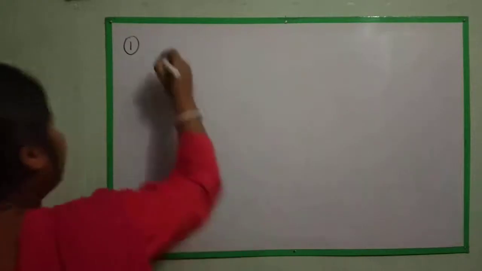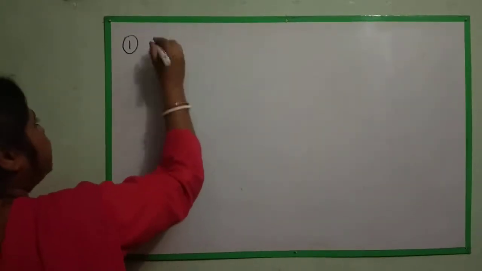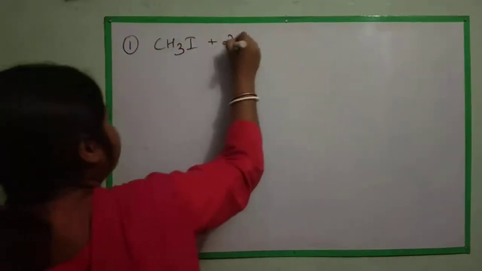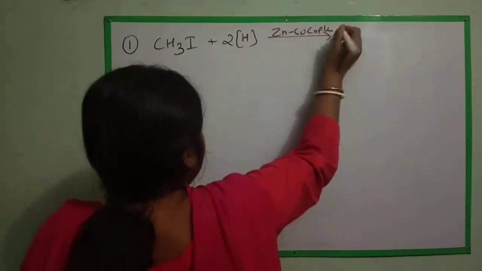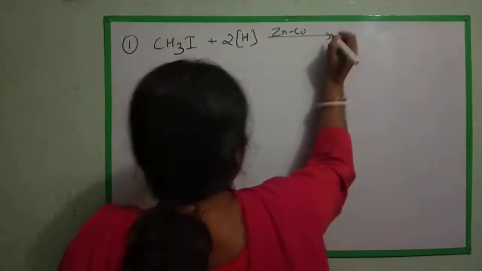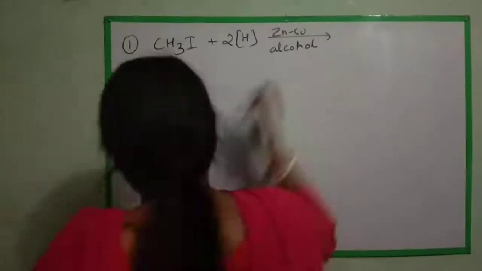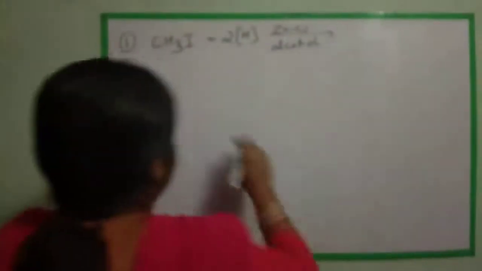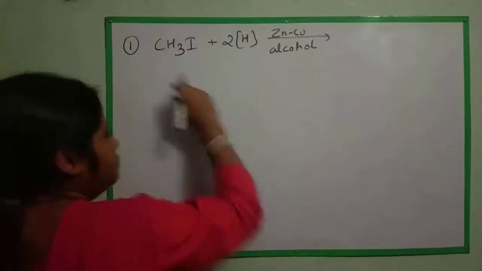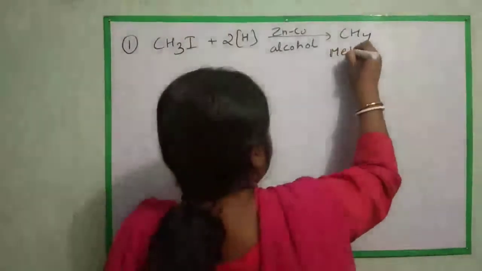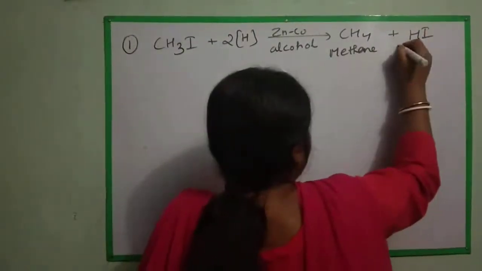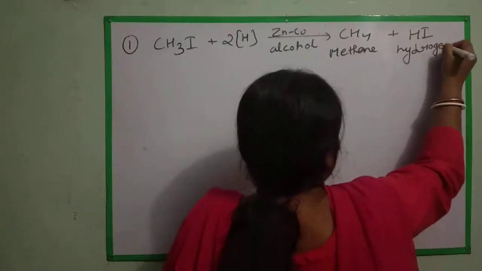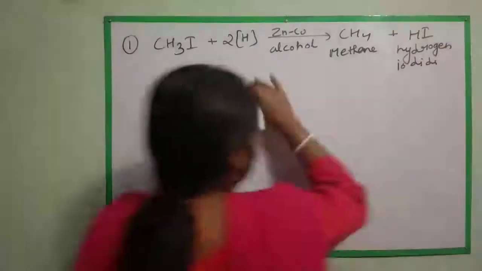Now, general methods of preparation. First, methane. In case of methane, methyl iodide, CH3I, is treated with two nascent hydrogens in the presence of zinc-copper couple and alcohol. What will happen? One nascent hydrogen combines with the CH3 to form CH4, which is methane, and the other hydrogen combines with I to form hydrogen iodide.